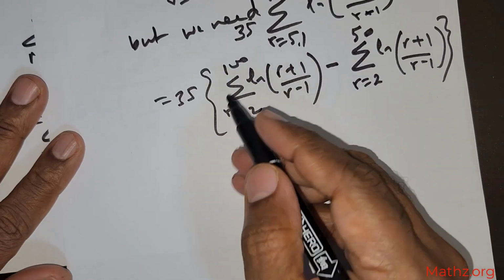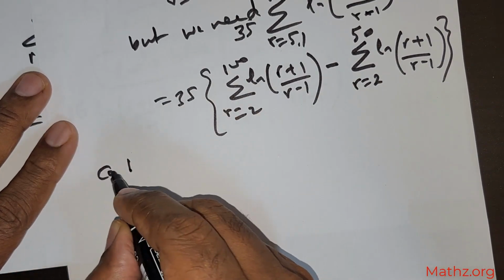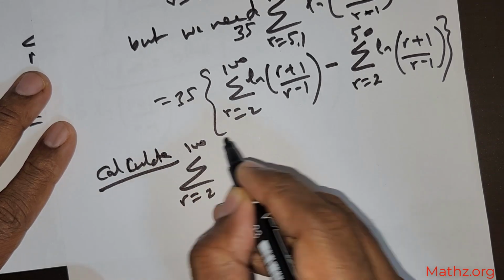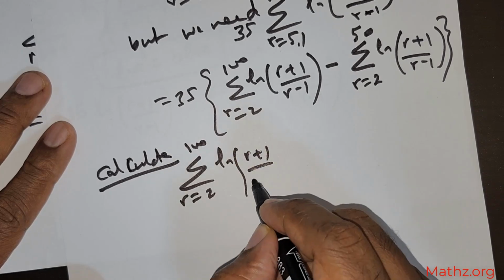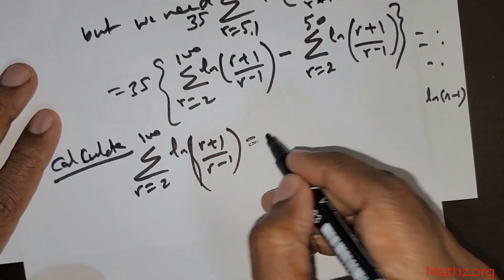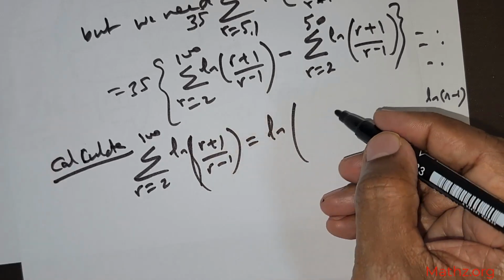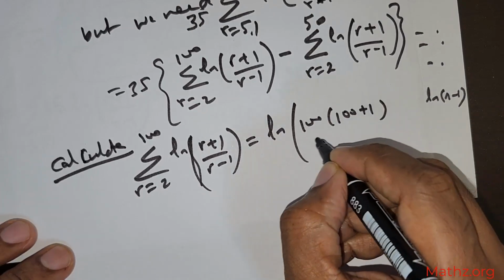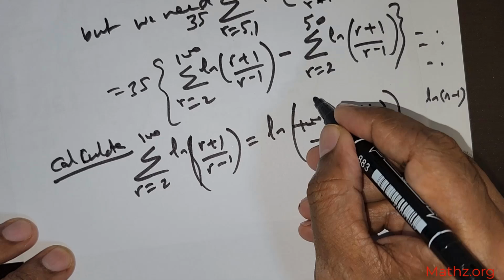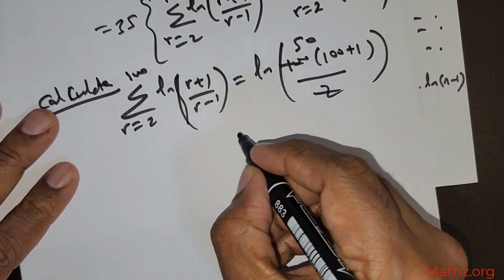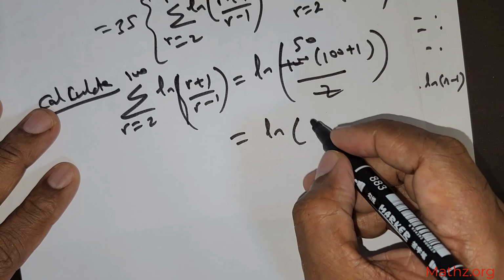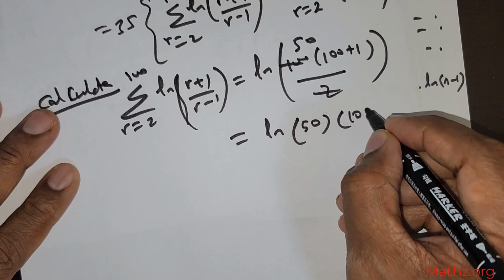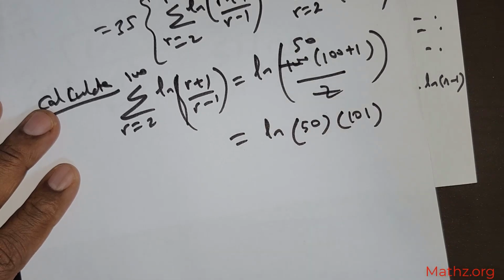Now we know this formula, right? So let me calculate this. Calculate sigma r is equal to 2 to 100 of ln of (r plus 1) divided by (r minus 1). So what is that? This is equal to ln of n into (n plus 1) divided by 2, so 100 into 100 plus 1 divided by 2, 2 goes here 50 times. So this is equal to ln of 50 into 101. So this is what we have got. This is the first value.